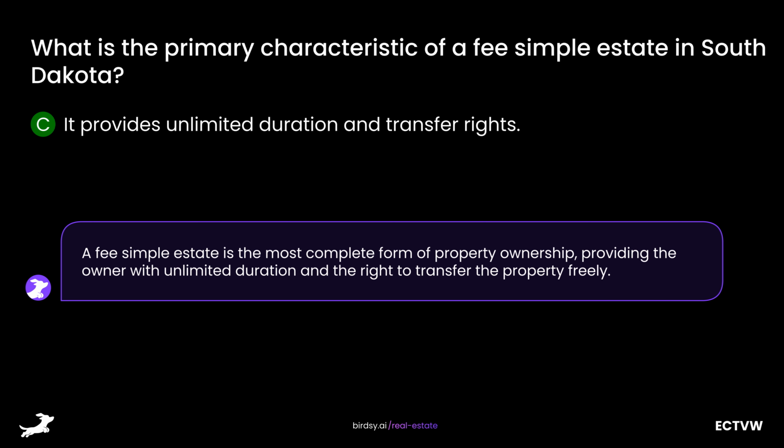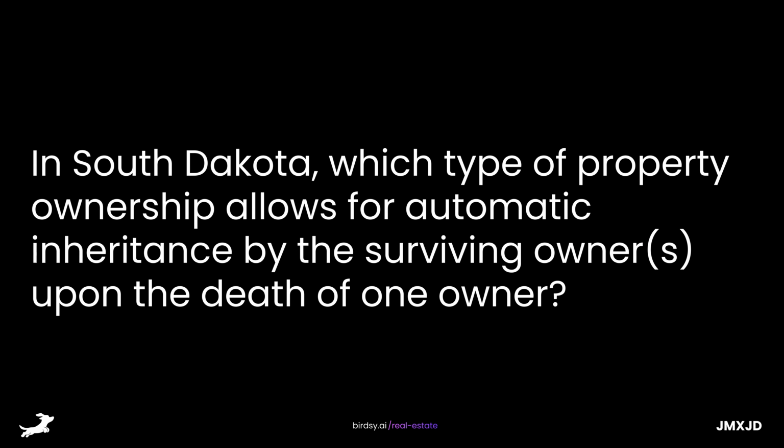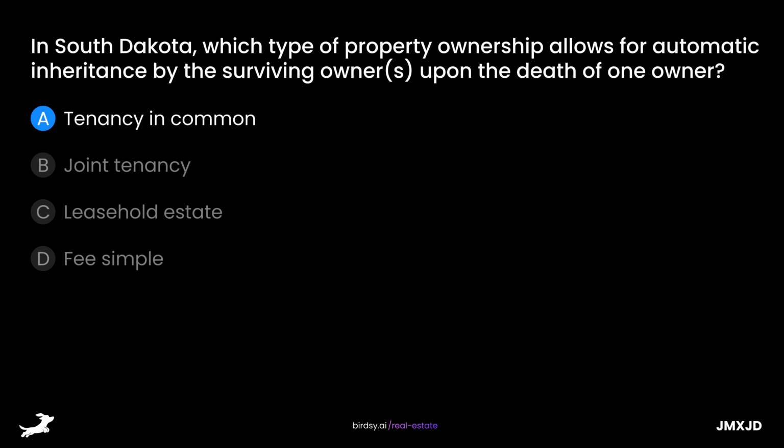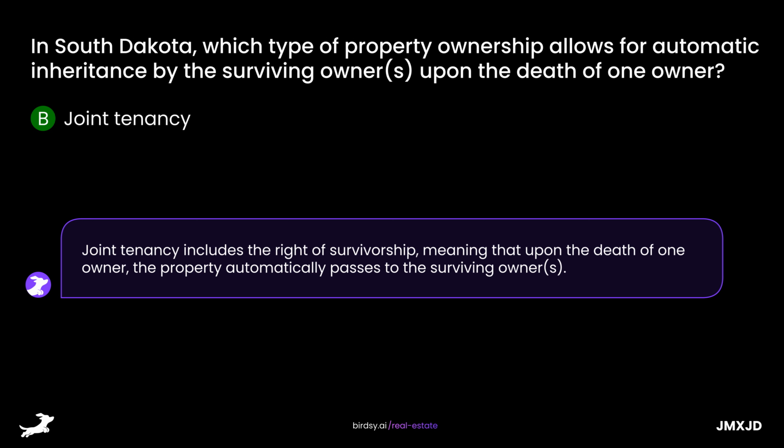A fee simple estate is the most complete form of property ownership, providing the owner with unlimited duration and the right to transfer the property freely. In South Dakota, which type of property ownership allows for automatic inheritance by the surviving owner upon the death of one owner? Is it A, tenancy in common, B, joint tenancy, C, leasehold estate, or D, fee simple? The answer is B, joint tenancy. Joint tenancy includes the right of survivorship, meaning that upon the death of one owner, the property automatically passes to the surviving owner.